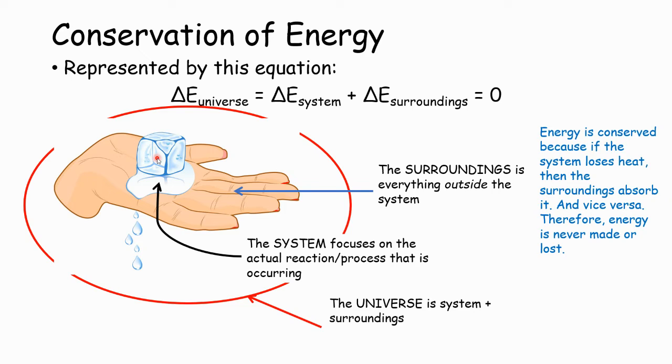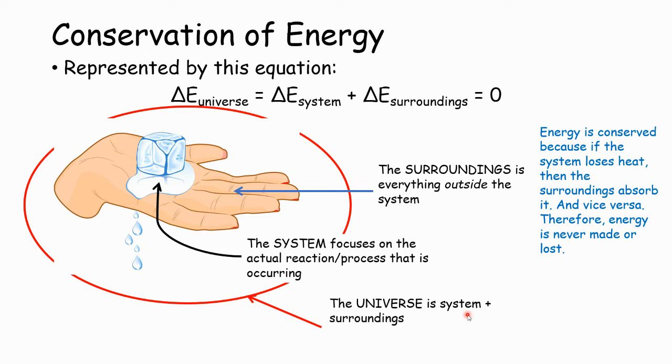So the system is focusing on the actual reaction or process that's occurring. The surroundings is everything else outside of the system. In this case, our immediate surroundings, the only thing we really care about, is our hand. When we say universe, universe means our system and our surroundings. The universe includes everything.